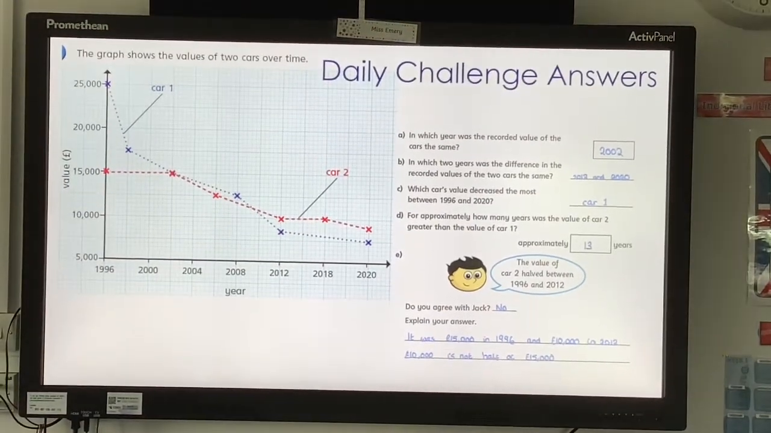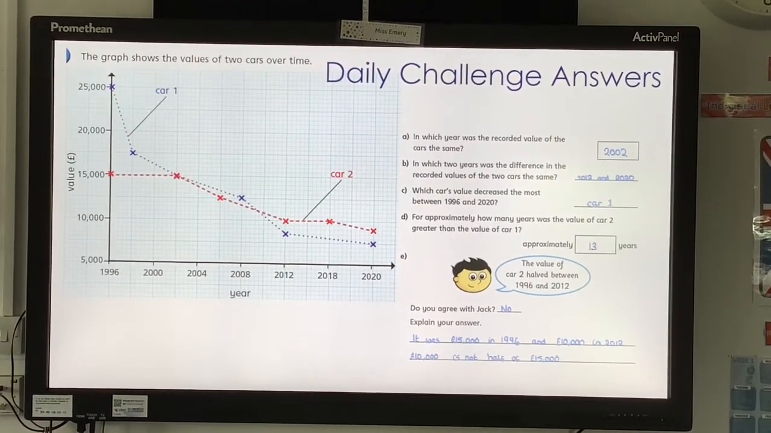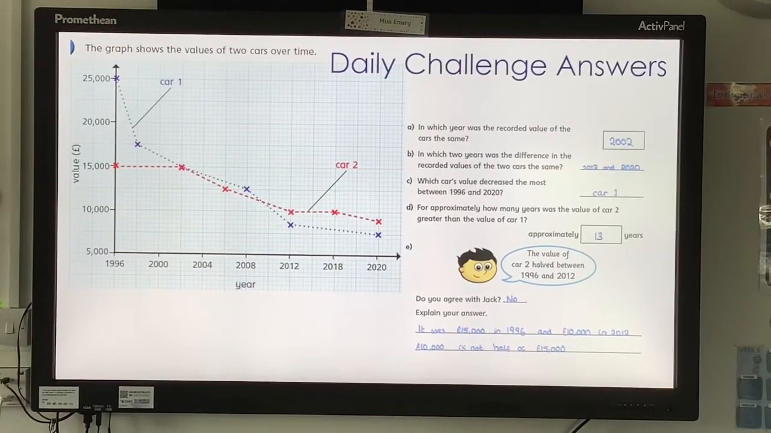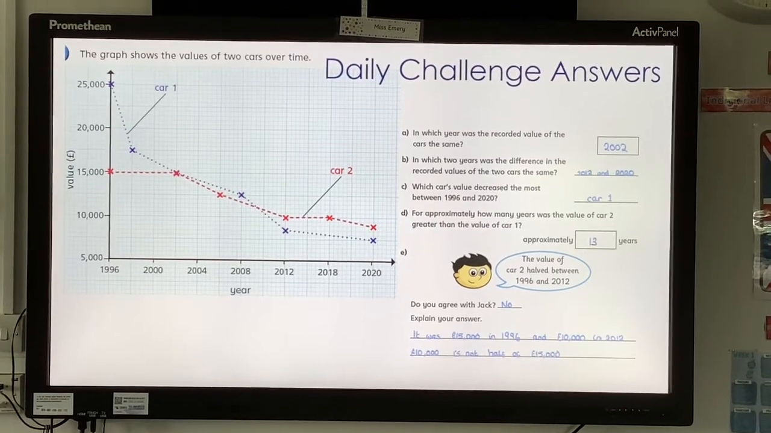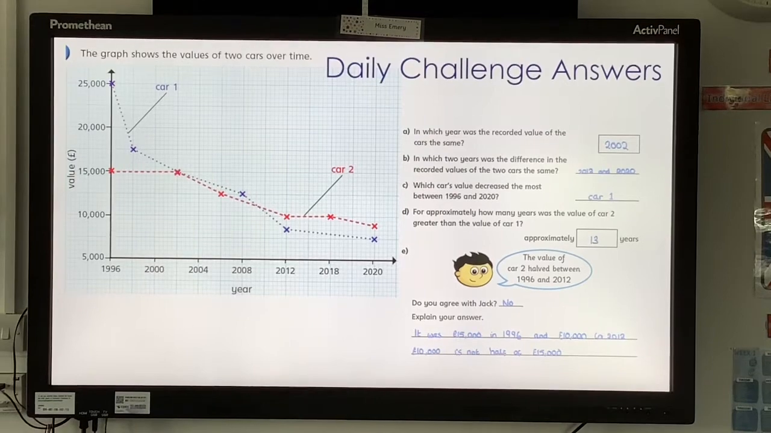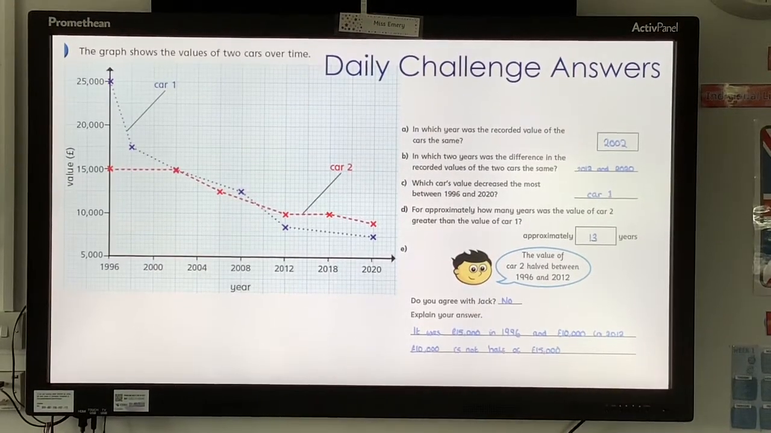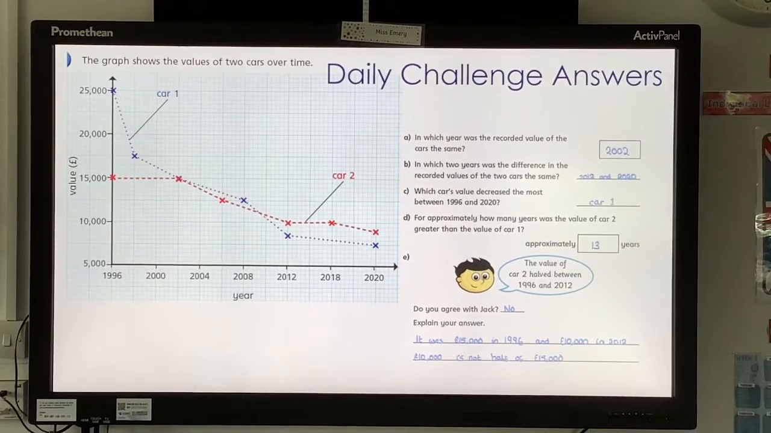Then, for approximately how many years was the value of car 2 greater than car 1? Approximately 13 years. Then, Jack, do you agree with him? The value of car 2 halved? No, it didn't. I do not agree with him. It was £15,000 in 1996 and £10,000 in 2012. 10,000 is not half of 15.